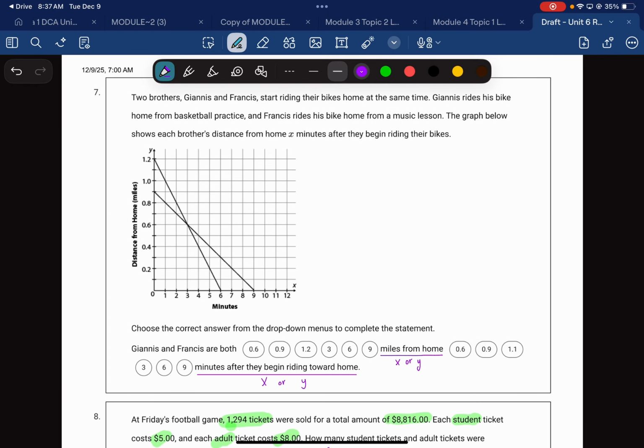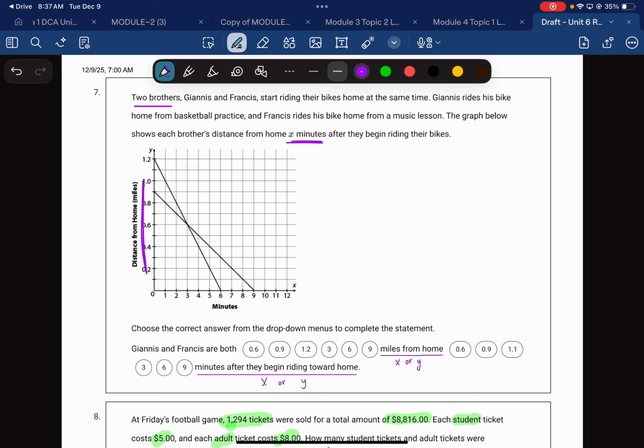Choose the correct answer from the drop menu below. So we're talking about two brothers, Giannis and Francis, who are riding bikes home at the same time. Giannis rides his bike home from basketball practice, and Francis rides his bike home from music lessons. All right, so we want to know, what does it say? The graph below shows the brothers' distance from home, x minutes after they began riding their bikes. Choose the correct answer from the drop-down menu to create the following statement. Giannis and Francis are both blank miles away from home. Where is miles away from home? Here is miles away from home.